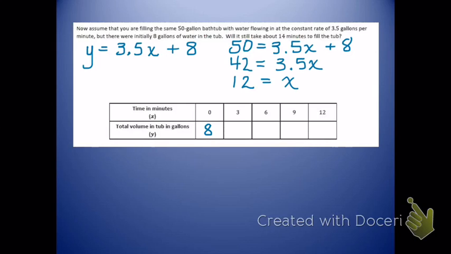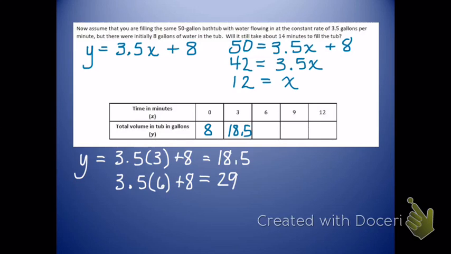So let's fill in the rest of the data table with the values. So in 3 minutes, I would want to put 3 into this equation. So I'd get 3.5 times 3 plus 8, and that's 18.5. And that can go in the data table. For x equals 6, I get 29.